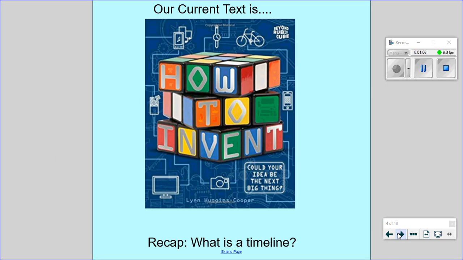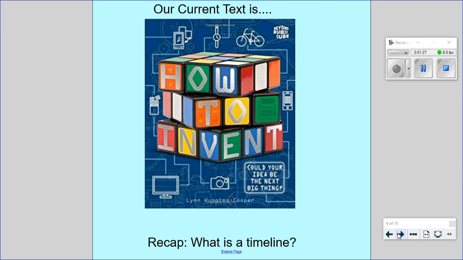And our current text is How to Invent by Lynn Huggins-Cooper. We've learnt about lots of inventions already, and I'm quite excited about the ones we're going to be introduced to today. So first of all, before we start, I'd like you to press pause and have a little think. What is a timeline?